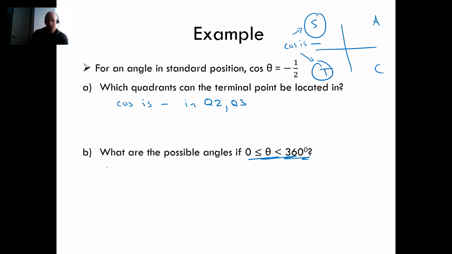Okay, so what we could say is in quadrant 2, theta is equal to, remember, 180 minus the reference angle, and in quadrant 3, theta is 180 plus the reference angle. Rats, we don't know the reference angle. Can we work it out? So what we would do is sit here and go, is this a special angle?